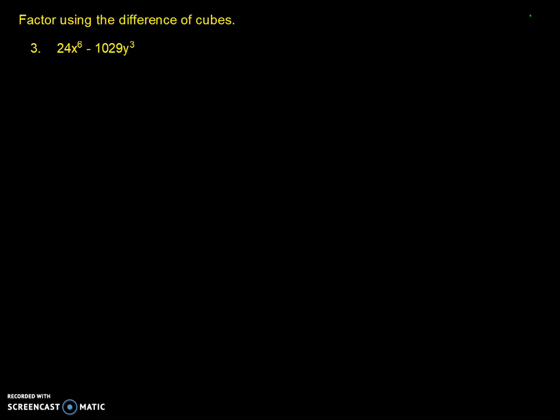Hey guys, so today we're going to go over another example on the difference of cubes. So make sure you have the difference of cubes formula out. A to the third minus b to the third equals a minus b, a squared plus ab plus b squared.